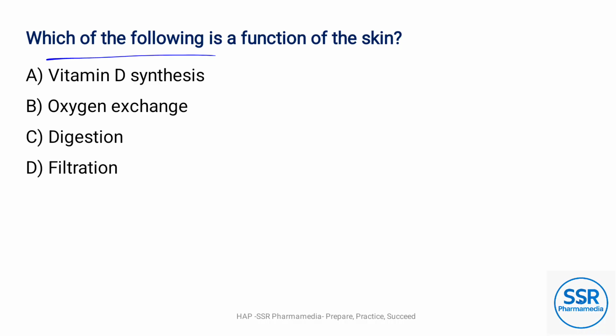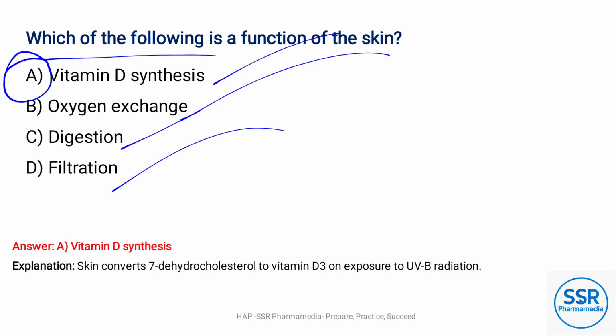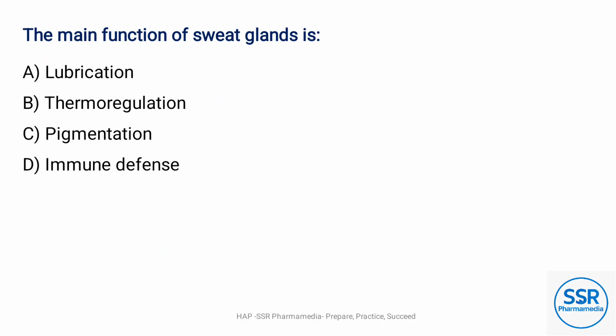Which of the following is a function of the skin? Option A, vitamin D synthesis. Option B, oxygen exchange. Option C, digestion. Option D, filtration. So the answer is option A, vitamin D synthesis. Skin converts 7-dehydrocholesterol to vitamin D3 on exposure to UV radiation.